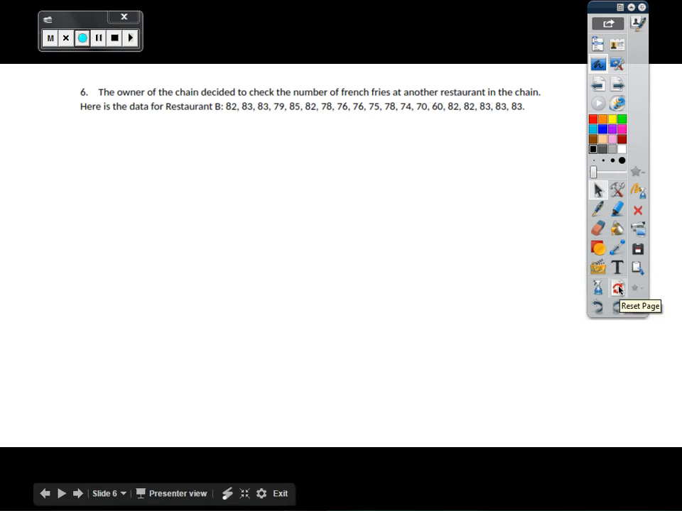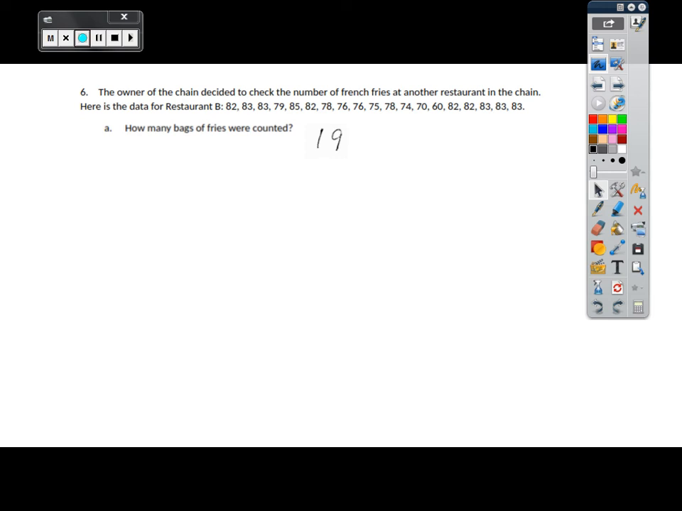The owner of the chain decided to check the number of French fries at another restaurant in the chain. Here is the data for restaurant B. A. How many bags of fries were counted? There were 19. This is different from the first example, because our first example from restaurant A had 20, which was an even number, and it had 2 middle numbers. Since this number is odd, we'll only have one median.